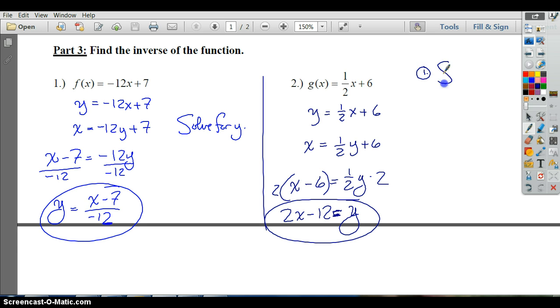So think about your steps here. Okay. We're going to switch x and y. Step 2, solve for y. And that's how you would do your inverse.